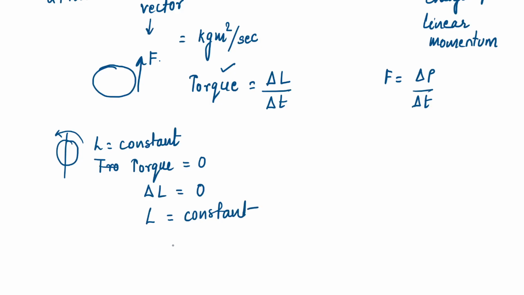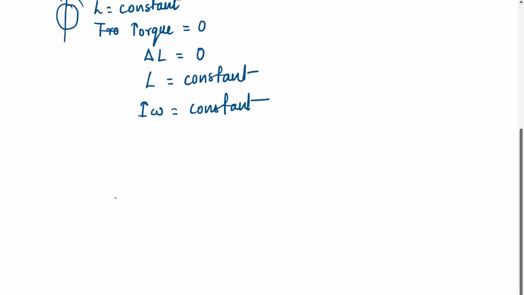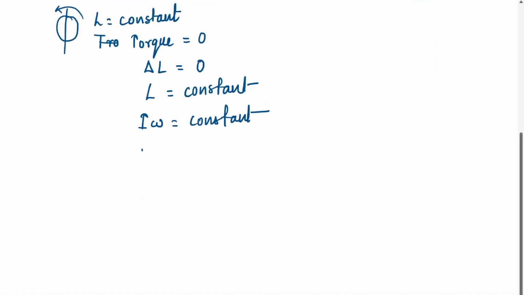Now, if angular momentum is constant, what is angular momentum? I times omega is constant. If somehow the I changes, will the omega change? Because the product has to remain constant. So if I changes, omega changes. I'm going to give you an example. The product of I and omega is constant, so I can write case 1 equal to case 2.